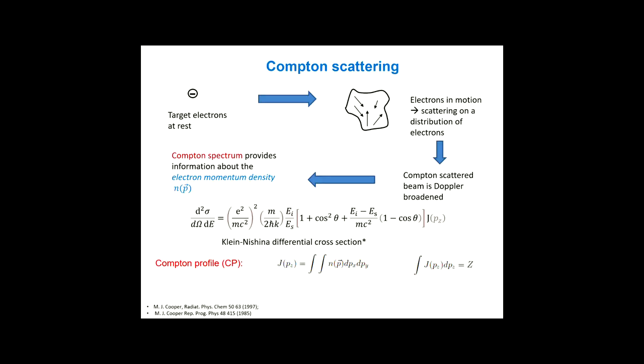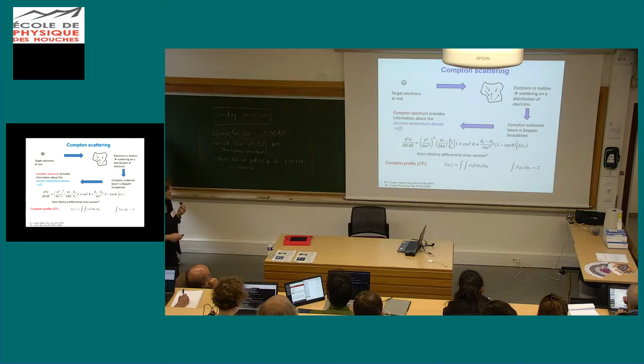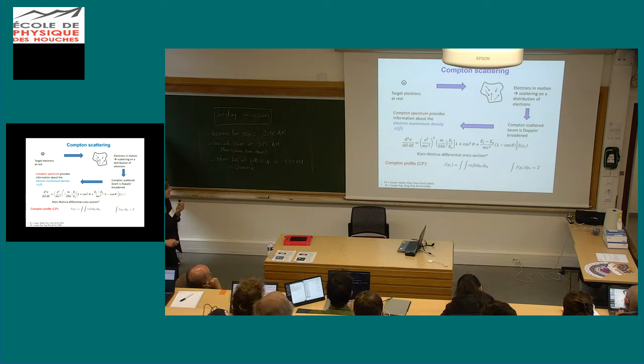Actually, the target electrons are not at rest. They are moving. They form a distribution of the electrons. They are in motion. So this Compton scattered beam is Doppler broadened. And in this way, it was proven that one can get information about the electron momentum density of the electrons of the target. And this differential cross section has been derived in order to prove that, by Klein and Nishina.